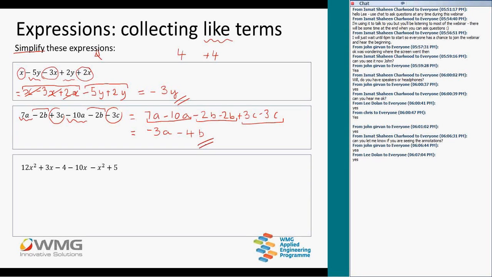Let's move on to the last one. Now, different letters, but I've got an x squared. The variable here is x, and my variable here is x, but my variable here is x as well. But that's not true. These are x squared terms, so they are collected together with other x squared terms. Reading across here, I've got one more x squared term here. So collecting would be 12x squared minus x squared. Okay, 3x minus 10x.